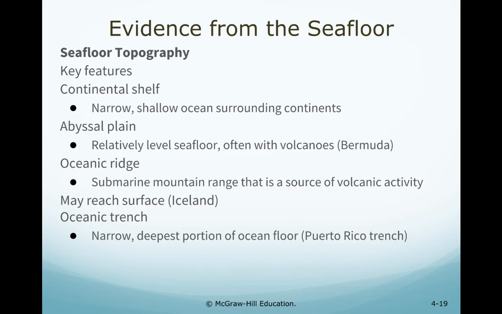Seafloor topography. Key features: the continental shelf, which is the narrow, shallow ocean surrounding the continents. The abyssal plain, which we just looked at, is relatively level seafloor, like a valley, often with volcanoes, like Bermuda. There are ocean ridges, submarine mountain ranges. That's a source of volcanic activity, and they might even reach the surface, such as in Iceland. An oceanic trench is a very deep part, like a gorge or a fjord on land. The deepest portion of the ocean floor is the Puerto Rico Trench.